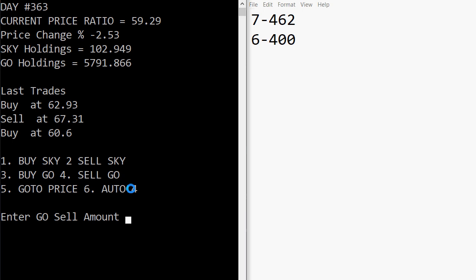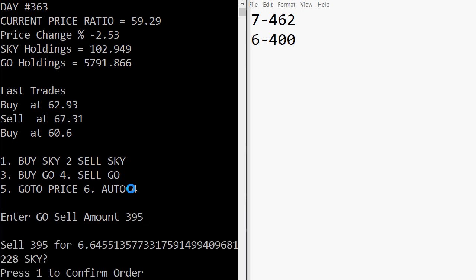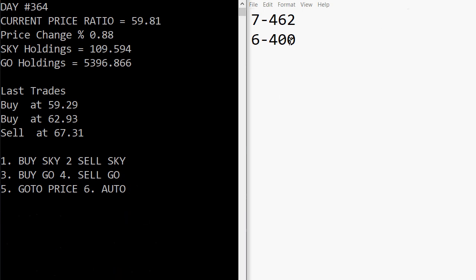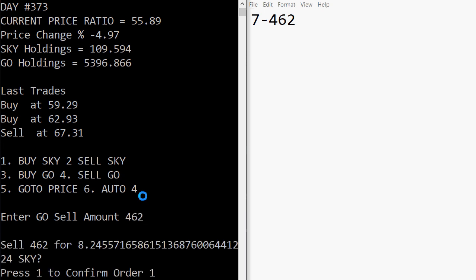So 59. So we'll clear that 400 out. Gain 5. Gain 0.64. Then it goes down again. So they're all cleared now. 4. And that's a gain of 1.2.